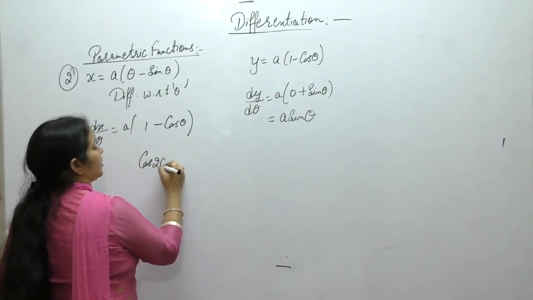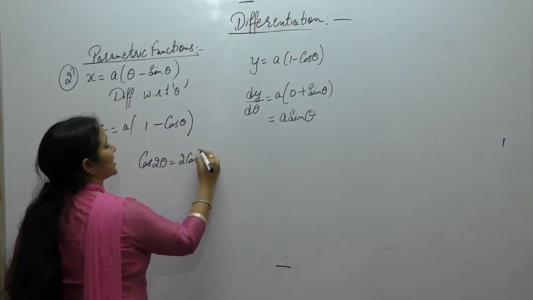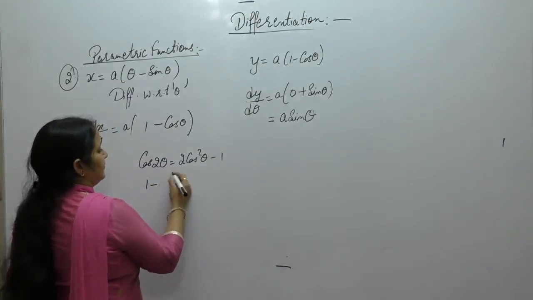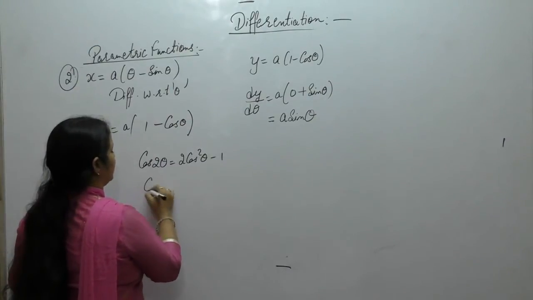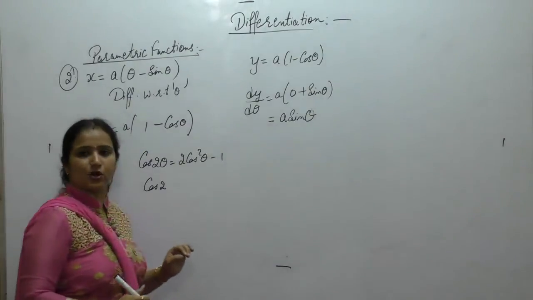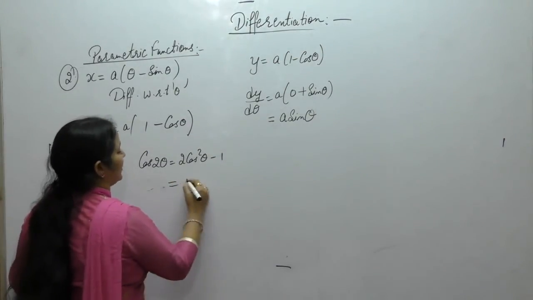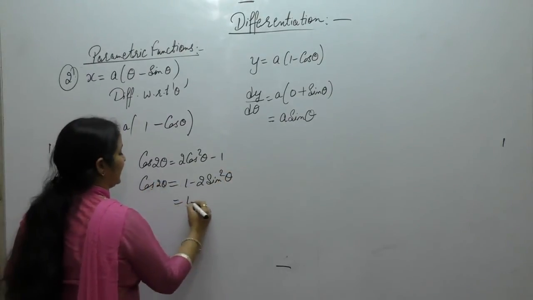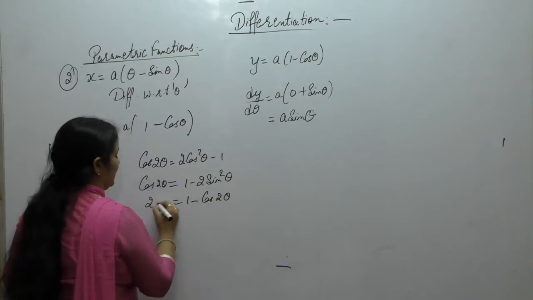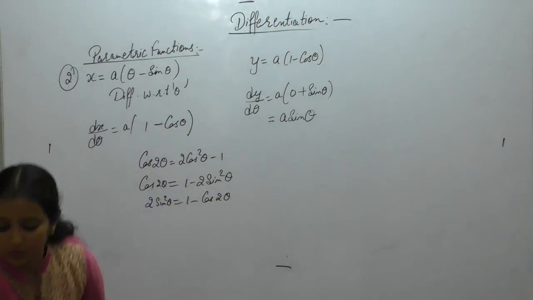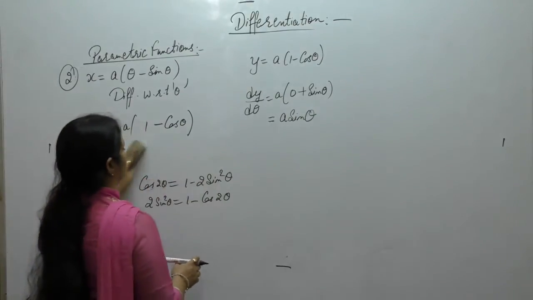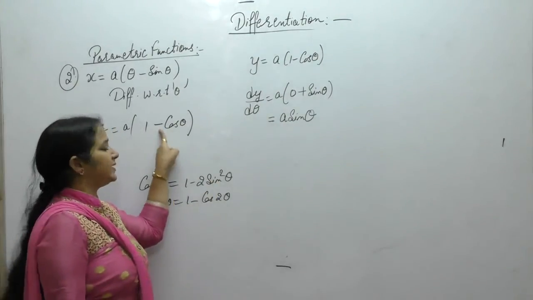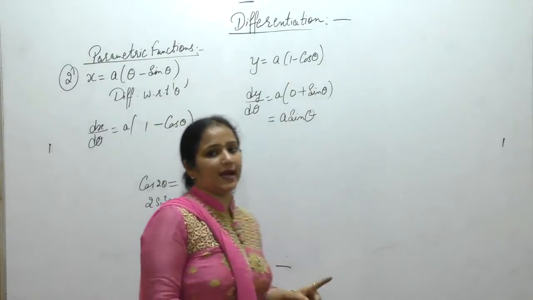Now the formula for cos 2 theta is 2 cos square theta minus 1. Or we can write it as 2 cos square theta. Here we have 1 minus cos theta, so we will have to use the formula cos 2 theta is 1 minus 2 sine square theta. From here we get 1 minus cos 2 theta is equal to 2 sine square theta. When there is a negative sign, then we have to use the sine square theta formula. If there is positive, then 2 cos square theta minus 1.